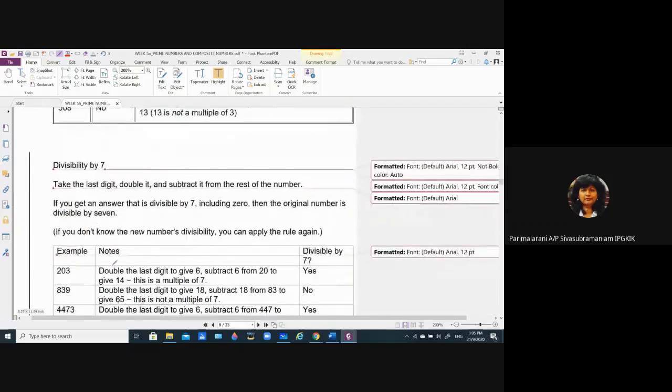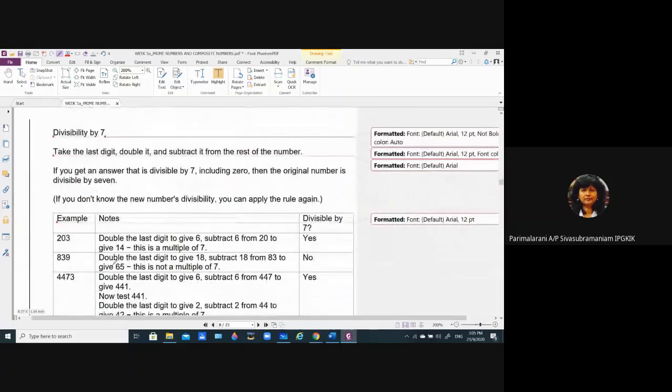Now, divisibility by 7 is a little bit different. For divisibility by 7, we take the last digit, double it, and then subtract it from the rest of the number. For example, 203. The last digit is 3. We want to double it. What is 3 times 2? 6. So now 20 minus 6 will give you 14.